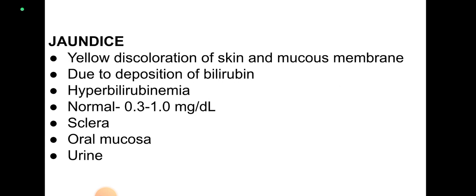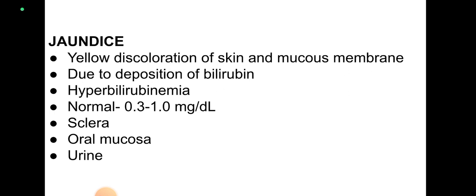Our first topic is jaundice. It is yellow discoloration of skin and mucous membrane due to deposition of bilirubin in the tissues. The deposition of bilirubin in the tissues occurs when the serum bilirubin level is raised. This condition is known as hyperbilirubinemia. The normal total serum bilirubin level is 0.3 to 1 milligram per deciliter.